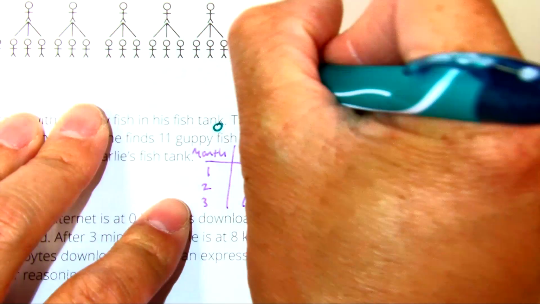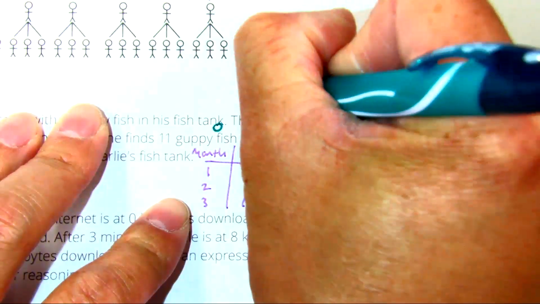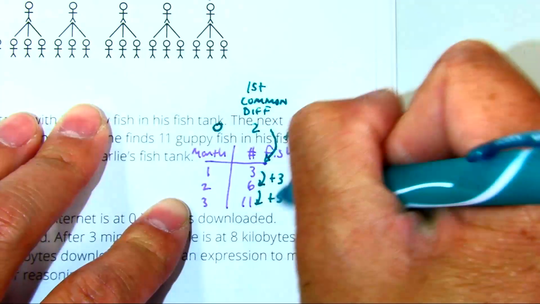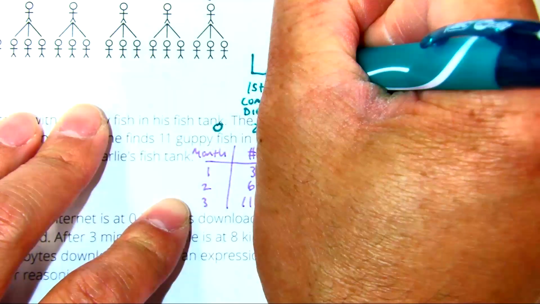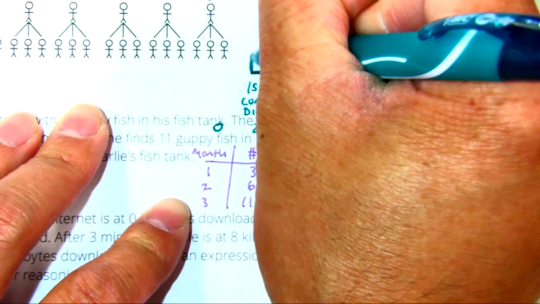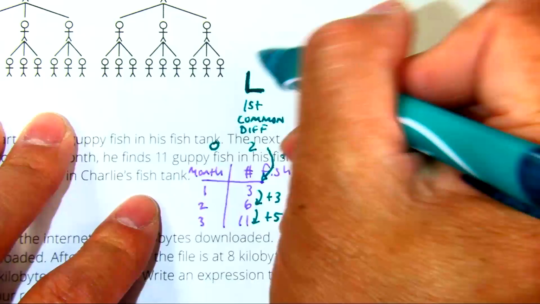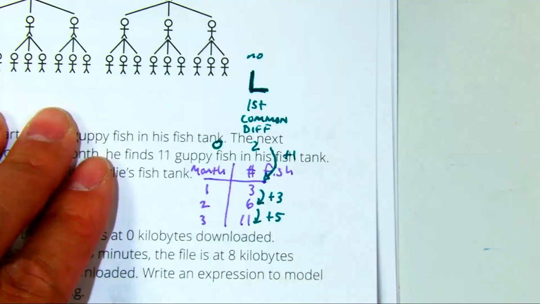Everyone say first common difference. If it was the same number here, then this would be a linear. What does L stand for, class? Well, do we have the same number here? No, so it's not linear. Okay?